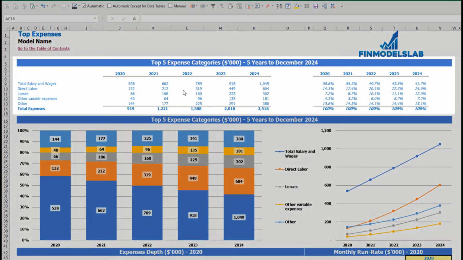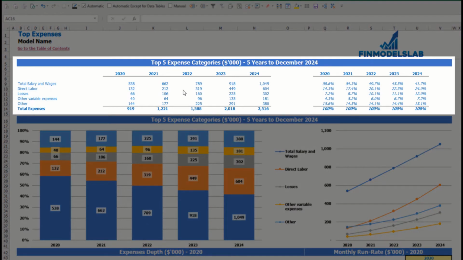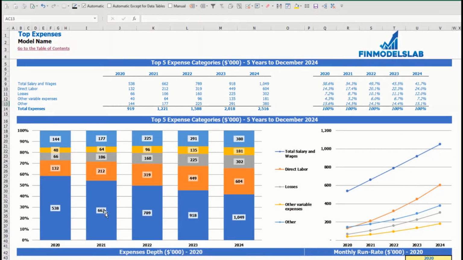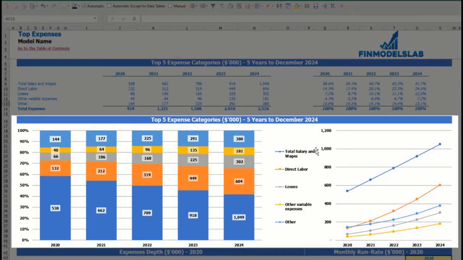On the top expenses tab, you may find the breakdown of the top 4 expense categories, with all other expenses collapsed into the other category. You may see the breakdown of absolute values by year with the total below, and to the right you may see the percentage breakdown of these expenses. The same information you may see on the charts below, with the percentage breakdown and the absolute values breakdown.